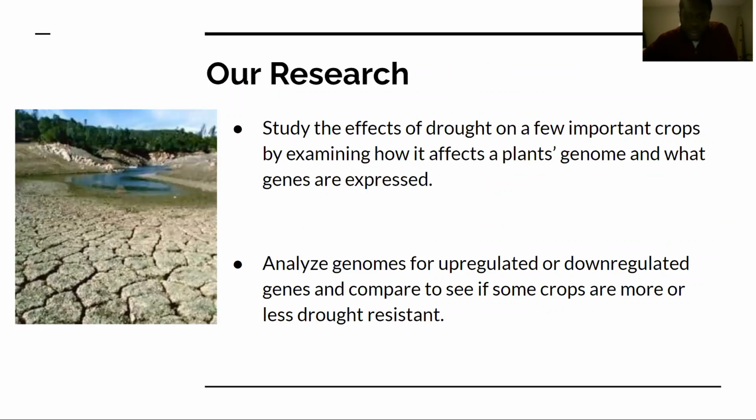In our research, we studied the effect of drought on a few important crops by examining how it affects the plant's genome and what genes are expressed. We also analyzed the genomes for upregulated or downregulated genes.